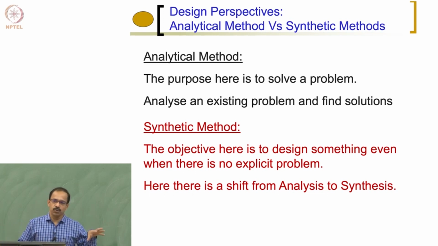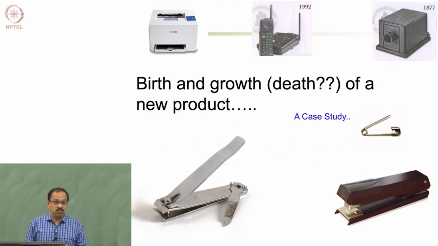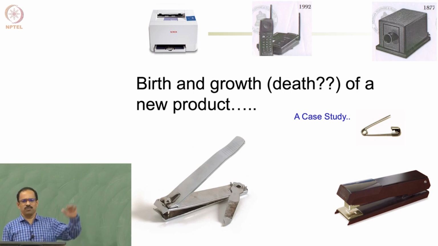So any product you look at or you can try to analyze, you will see a growth of the product and then a death of the product also. Sometimes death, sometimes it is still going on. So let us take a few examples to see how a product is born, how it grows, and how it dies. Okay, so we look at a case study of one of these products and then see how it happens in the markets. The birth and growth, or sometimes the death of a new product.